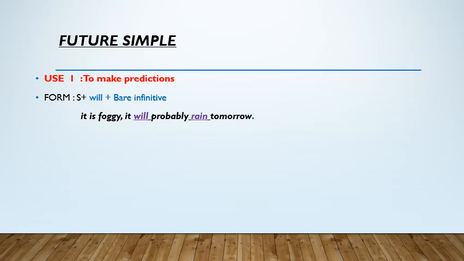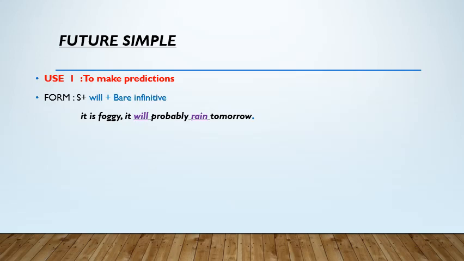So here, it is foggy, it will probably rain tomorrow. So this is a clear indication of an action that may or may not happen. So it is based on our prediction that it is foggy today. So we are making this prediction that it will probably rain tomorrow. Of course, we don't have the power to make it rain. So based on some indications, we are making this prediction.